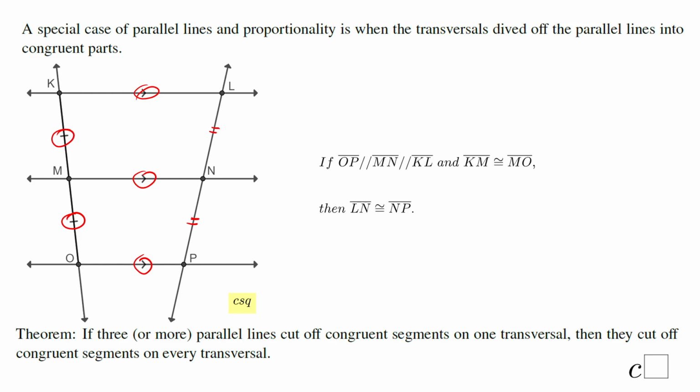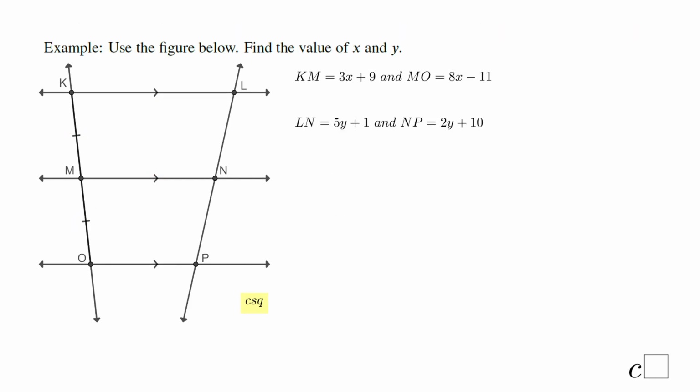If 3 or more parallel lines cut off congruent segments of one transversal, then they cut off congruent segments on every transversal. So let's see this problem, which is the last one in today's lesson. If KM is 3x plus 9 and MO is 8x minus 11, we need to find the value of x.